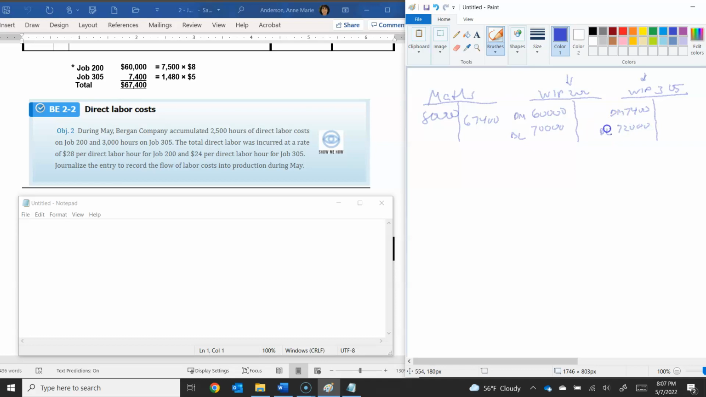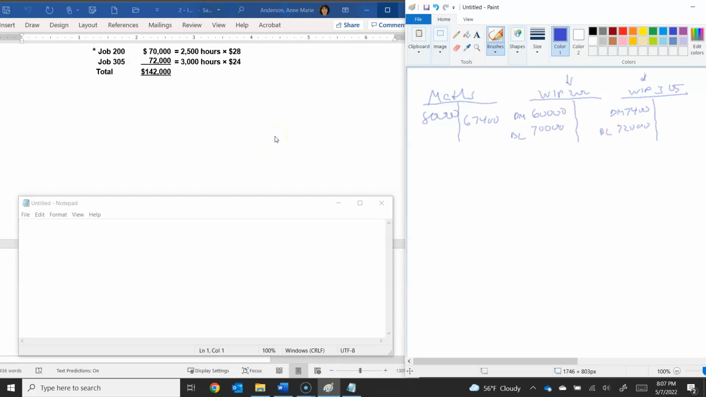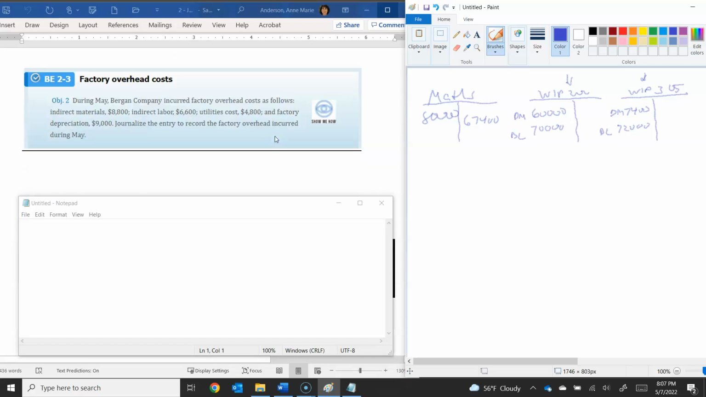So what we're doing is we're accumulating costs in the WIP, which is the whole point of this, right? So here you go. Our journal entry is just a debit to work in process, debit to work in process, debit to work in process. I've got it broken out into the two parts, and a credit to wages payable. Okay, factory overhead. We're accumulating these costs. Remember, factory overhead is like a giant bucket of costs, where we're putting all of the costs of making the products that are not direct materials and direct labor.